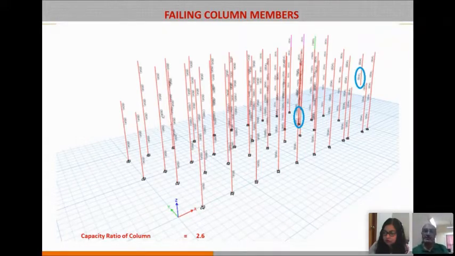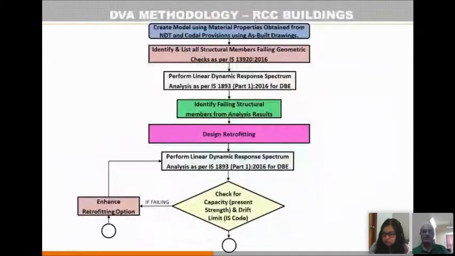The advantage of carrying out a detailed vulnerability assessment is that you can do optimum retrofitting. Instead of jacketing or strengthening all the columns, you can judiciously decide which are the vulnerable elements that need to be retrofitted at different levels, so that the performance objective is brought to what was envisaged in the code as well as by the functional use of the building. So this is the flow sheet or methodology we generally follow for the vulnerability assessment of an RCC building.